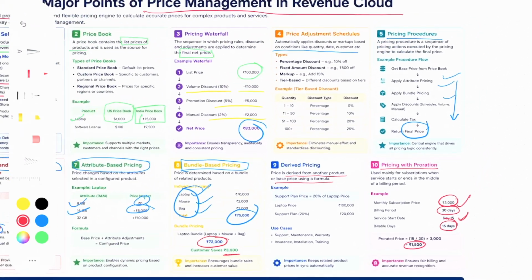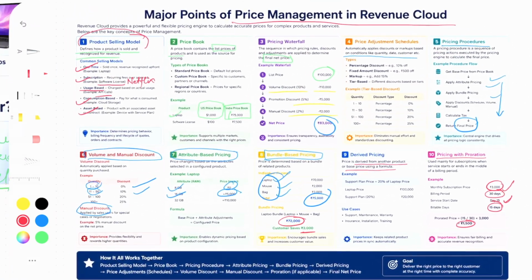So in pricing management, we have these major points, and we will learn more things. We will start with the product selling model and price books. We will learn each element, take an example, and see how it is applicable. We will see that in the next videos.